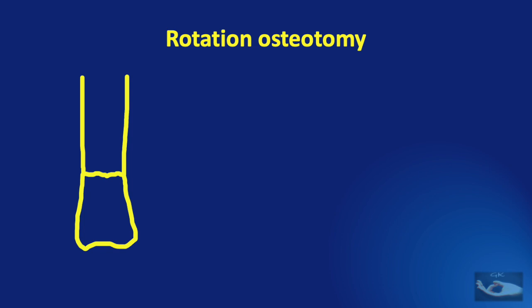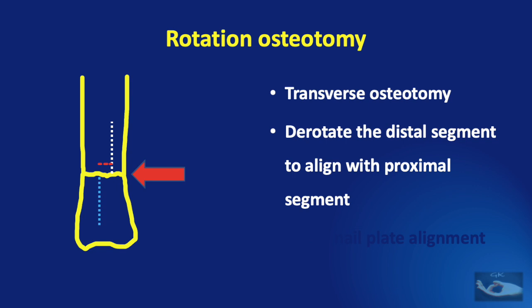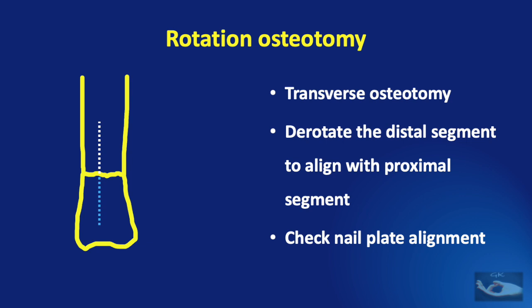Rotation osteotomy is a procedure indicated for malrotation. Here we can note a rotation of the distal segment with respect to the proximal segment, as evidenced by the marking of the blue and white dotted lines. This rotation has been through a distance marked by the red dotted line. A transverse osteotomy is done at this level and the distal segment is derotated to align with the proximal segment. We can also check the alignment of the nail plate to confirm the derotation. A plate and screw fixation holds this in position.